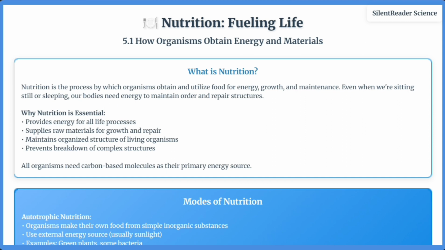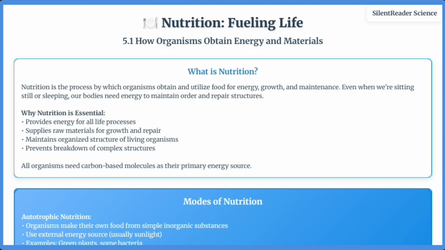Let's begin with nutrition, the process by which organisms obtain and utilize food. All living organisms need energy to maintain their organized structures and carry out life activities. Even when we're sitting still, our bodies need energy for breathing, heartbeat, and cellular repair. Nutrition provides this energy and the raw materials for growth and maintenance.